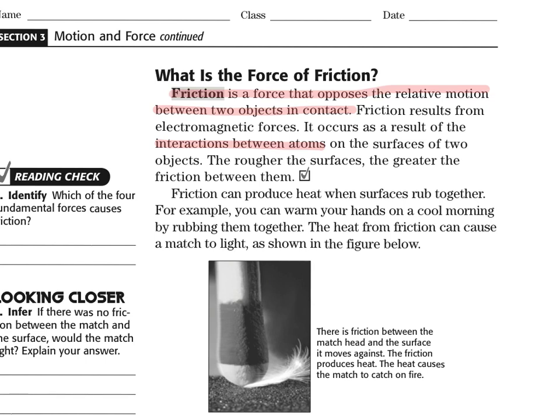I always use this example. Why do we have greater friction on carpet if we were to roll a little Tonka truck on it compared to rolling the Tonka truck on this floor that we've got in our classroom? It's the rougher carpet surface, right? It's a rougher surface.